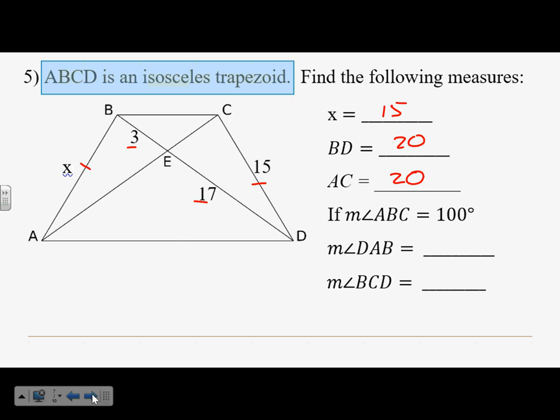Then we go on where ABC is 100, so ABC is this one, is 100. What is DAB? So it's this angle down here. Well, again, B and A have to add up to be 180. That means that's got to be 80. Then what's BCD? BCD has to be 100 because, again, isosceles trapezoid means that those base angles are congruent.